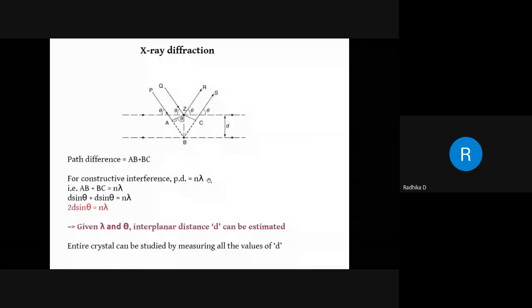Path difference is equal to n times lambda. An integral multiple of the wavelength. Integral multiple of the wavelength. Path difference is equal to n times lambda.